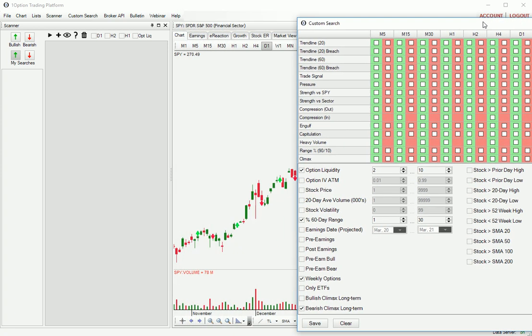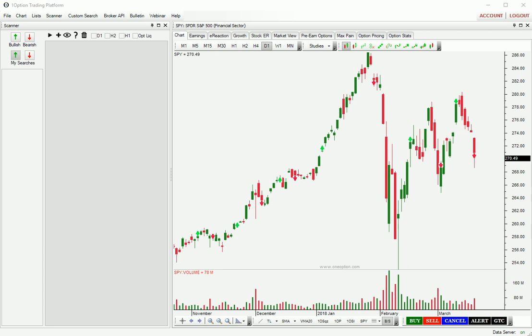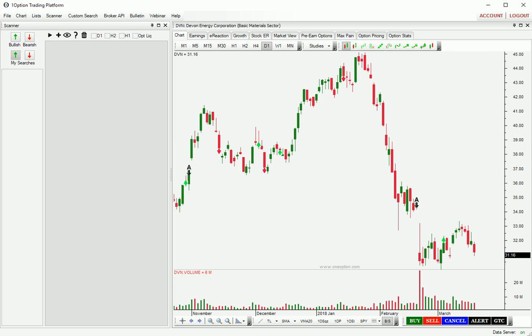So I'm going to move the custom search off the screen so that we can take a look at each one, and let's see if there are any opportunities. So currently we've got DVN, that's an oil stock, and we can overlay the longer term moving averages. Because this stock is down near its low, we're not going to put the moving averages up because it's going to be at the low end of it.